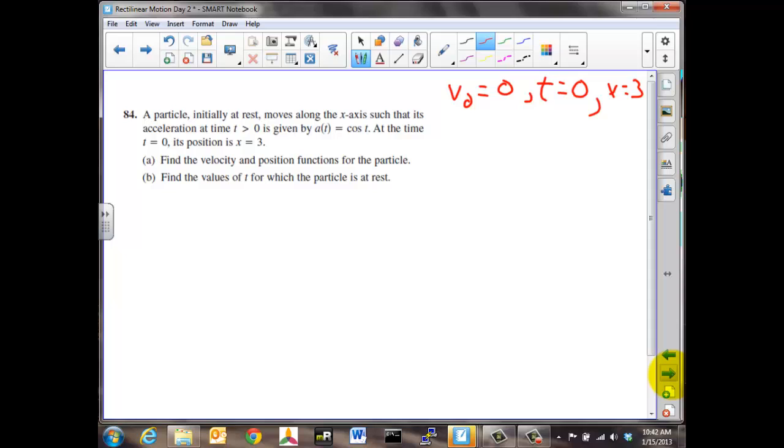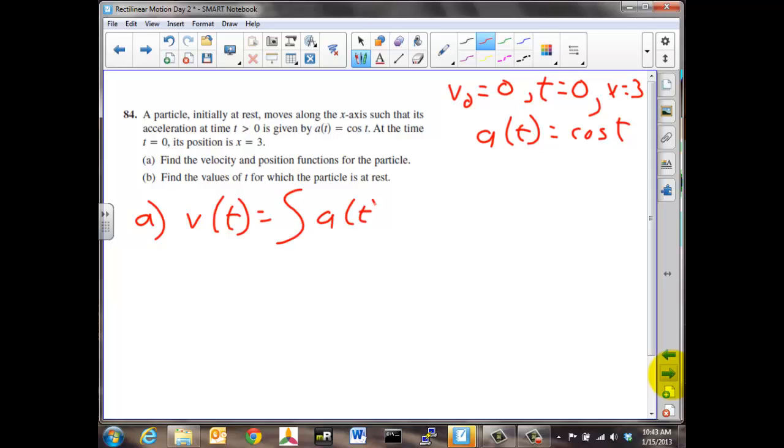And we know the acceleration at time t greater than 0 is given by cosine t. So now, find the velocity and position. What do we do? Integrate. For A part, we've done this problem quite a few times now. We're going to integrate the acceleration. When we integrate cosine, what do we get?